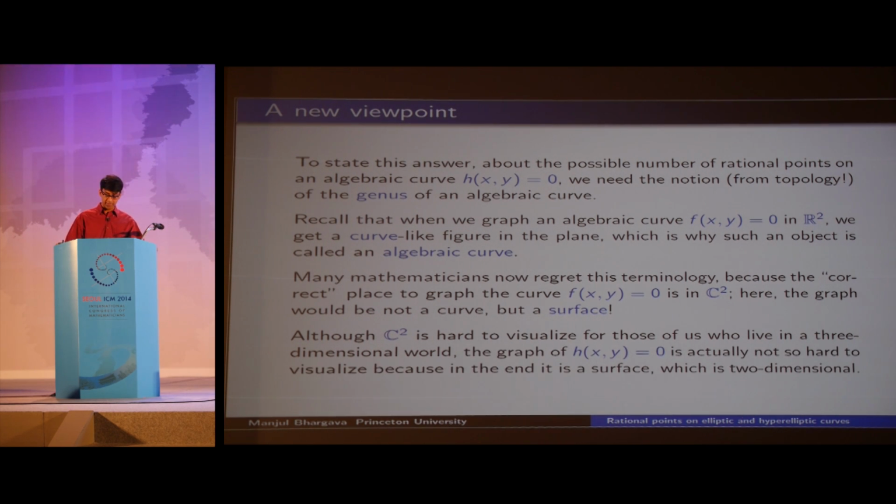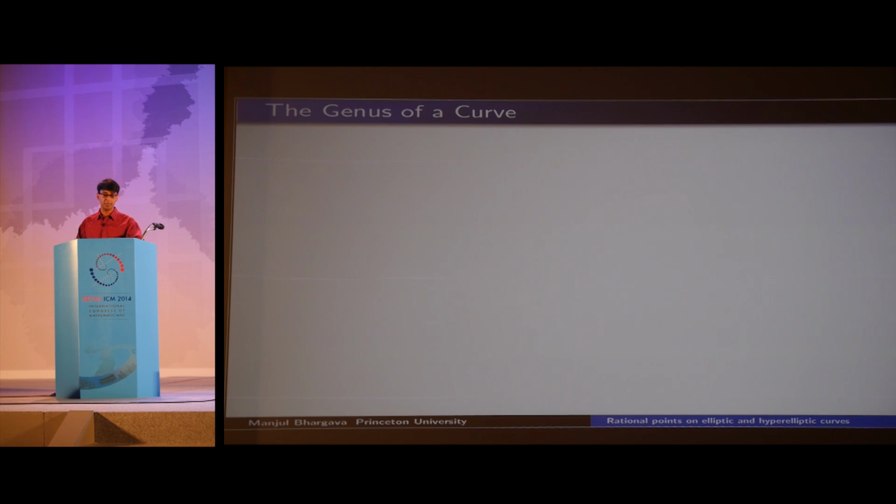But the graph of h of x,y equals 0 is actually not so hard to visualize, because even though it's sitting in this four-dimensional real space, in the end it's a two-dimensional real surface. So it's a two-dimensional object, and so in that sense, it's actually not very hard to visualize. Okay? So when you have an equation of the form h of x,y equals 0, the natural thing to do is to think of it as a surface sitting in C². The graph of the solutions is a surface in C². And what does that surface look like?